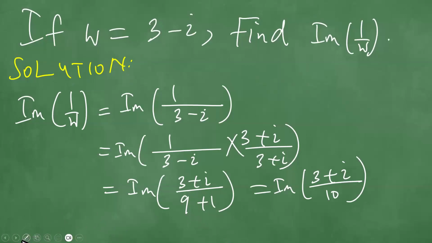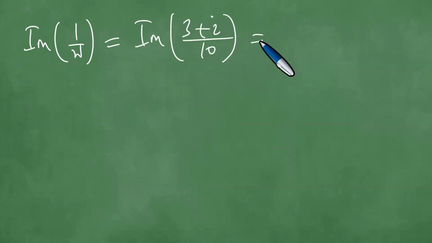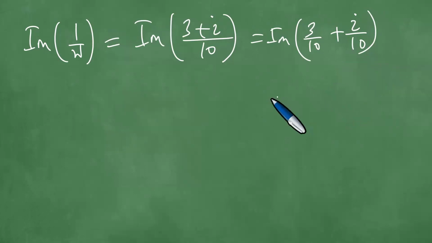So the imaginary part of 1 over w is exactly the imaginary part of 3 plus i out of 10, which is 3 out of 10 plus i out of 10. And the imaginary part of this complex number is 1 over 10. And we are done with that particular kind of problem here.